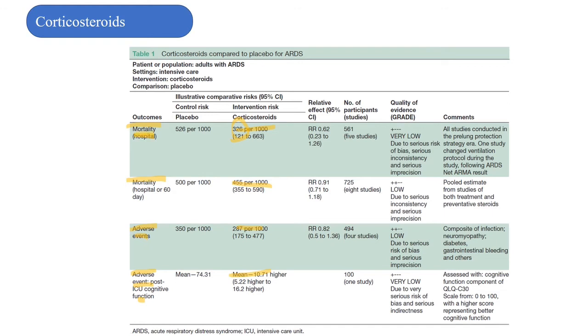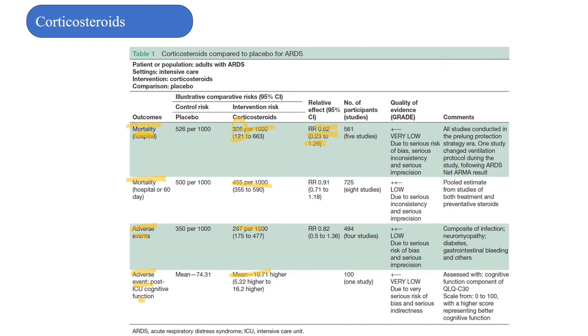So for the mortality here, we have a relative risk of 0.62. This is good. This is a 30-something% decrease in the mortality with the use of corticosteroids. But what is more important is, as we said, the confidence interval. It's from 0.23 to 1.26. So you are not confident that you are decreasing the mortality. You may increase the mortality, and accordingly, these changes in mortality are not statistically significant.